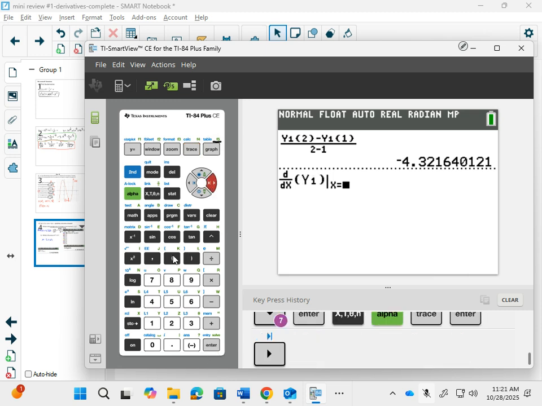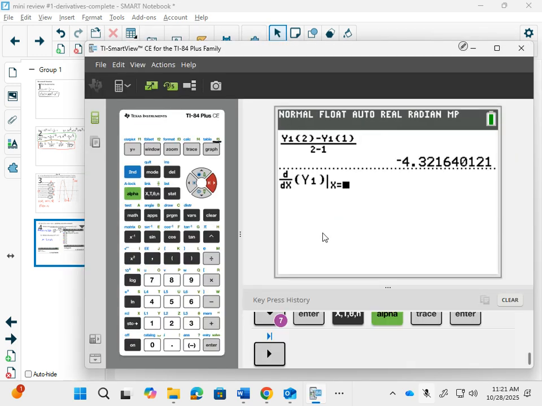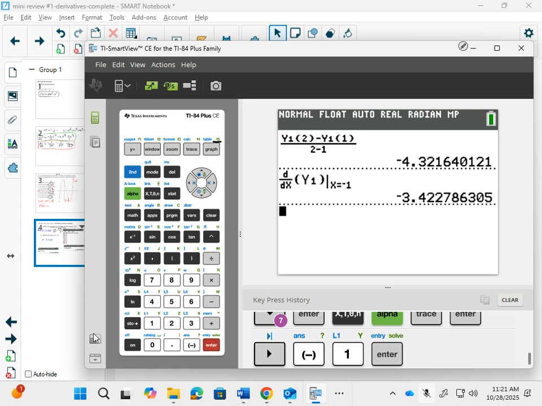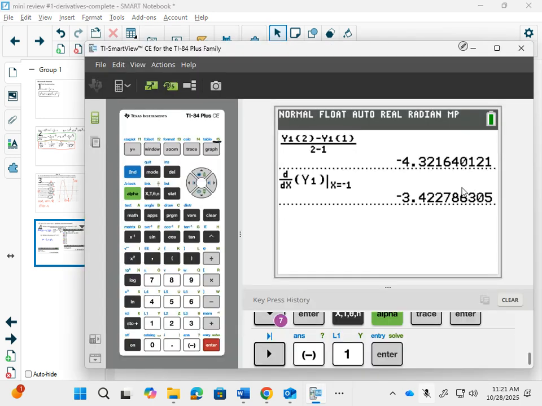When do I want to find it? I want to find it at negative 1, so I can type in negative 1 there. And your calculator is like, oh, you want to find the derivative at that point. Negative 3.423. That is the slope of the tangent line to that curve.